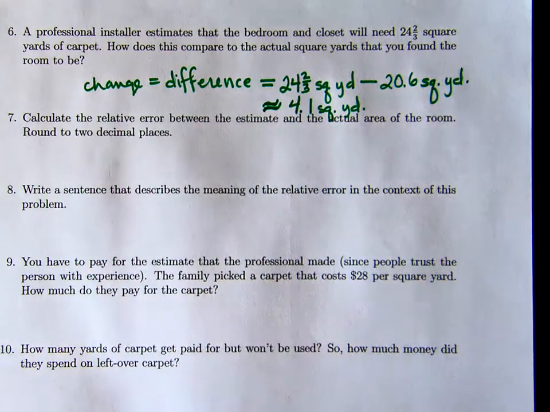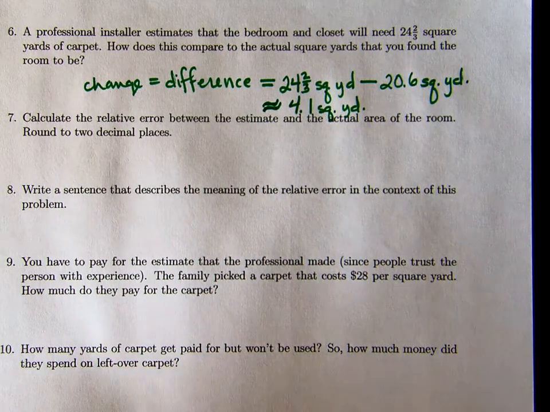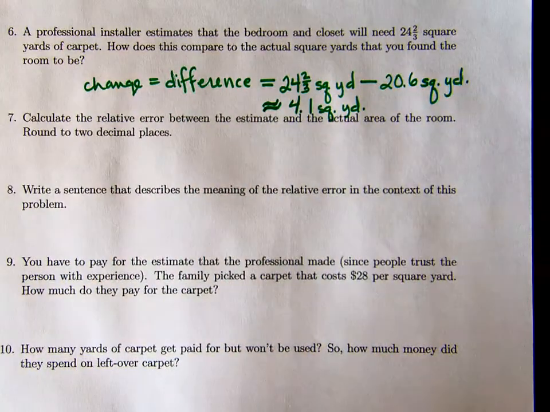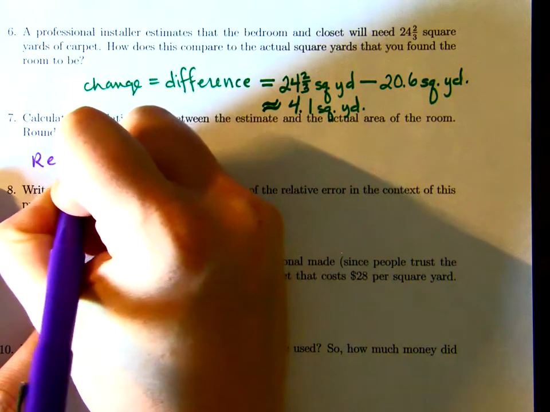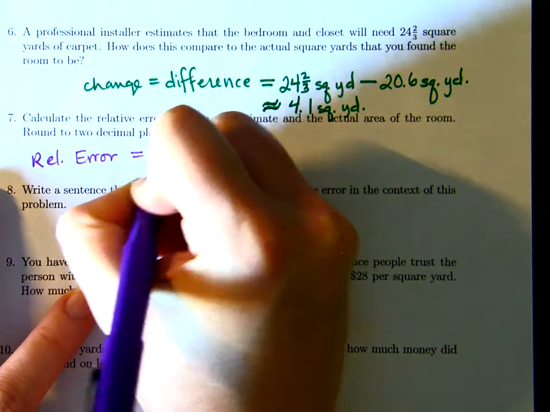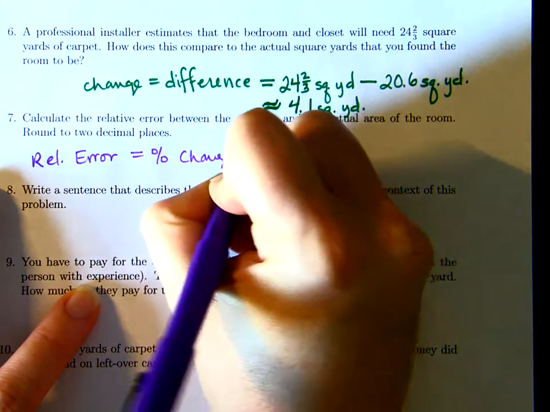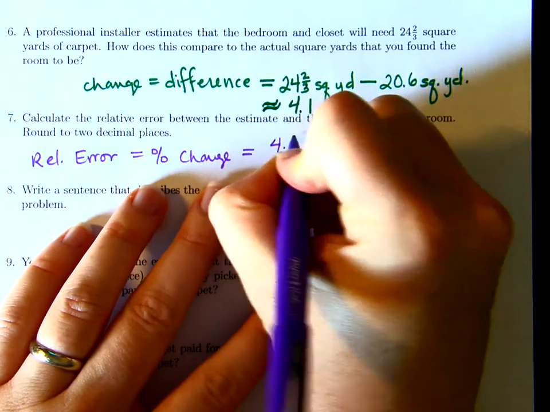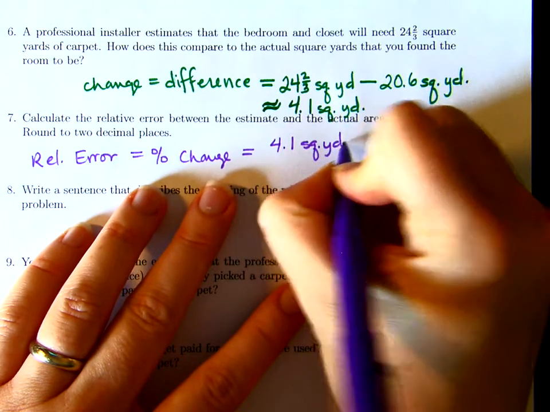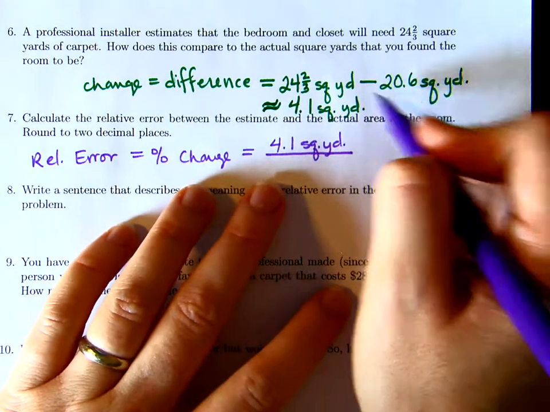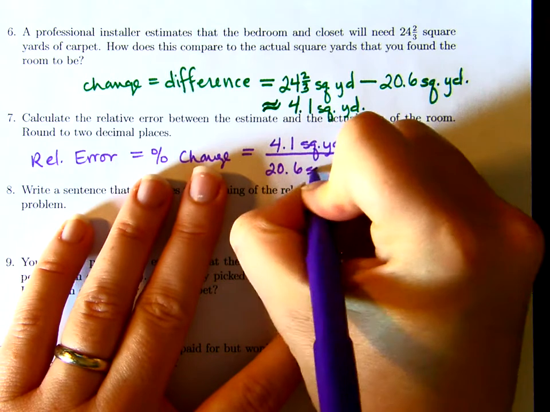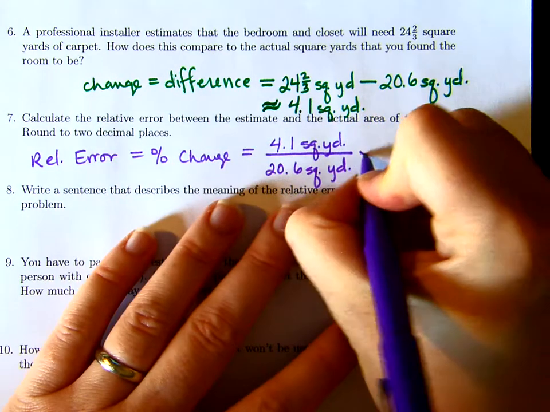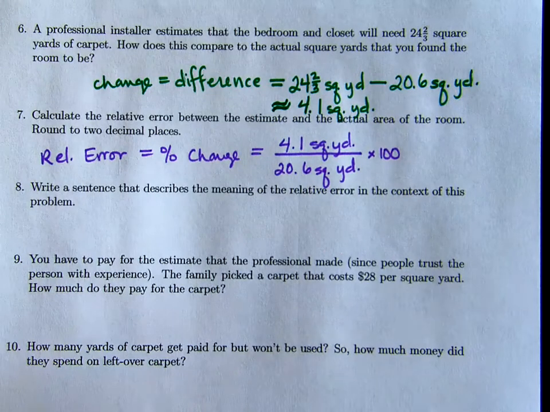Calculate the relative error between the estimate and the actual area of the room. Round to 2 decimal places. Okay, here we go. The relative error is the percent change, which was the change compared to the original. And we said we had originally computed it to be 20.6 square yards. And then scale it up to be a percentage. So 4.1 divided by 20.6.